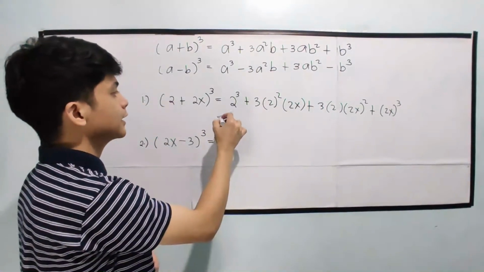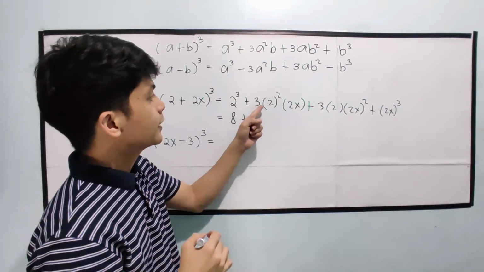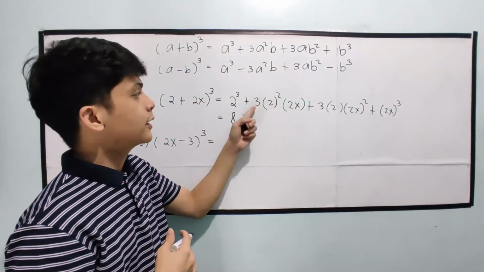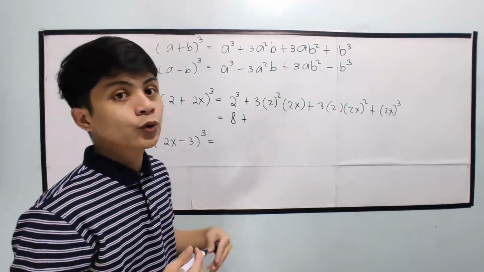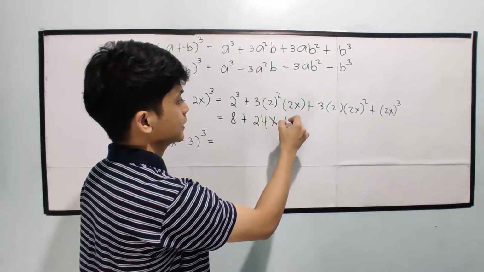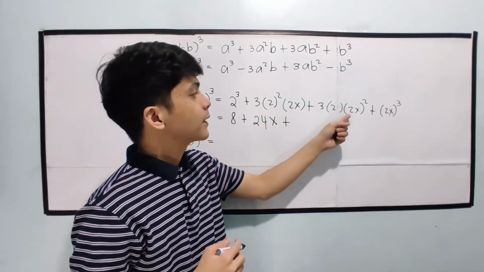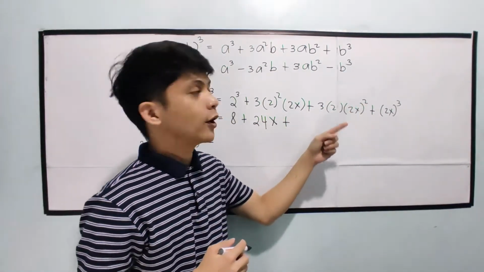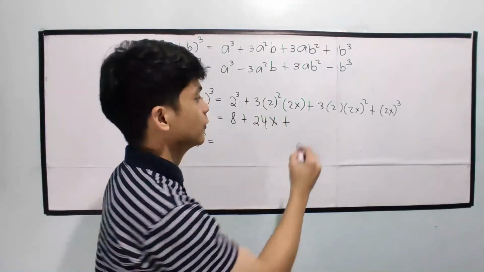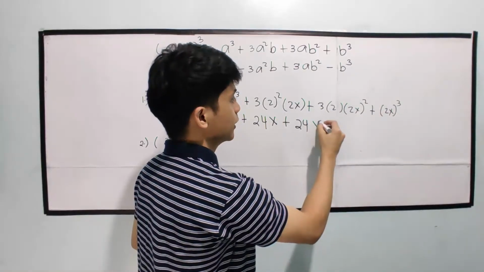Then simplify lang natin. 2 cube is 8. 3 times 2 squared, that is 4. 3 times 4, 12. Times 2, 24x. Plus 3 times 2, that is 6. 2 squared, that is 4. 6 times 4, 24. Times x to the power of 2, x squared.